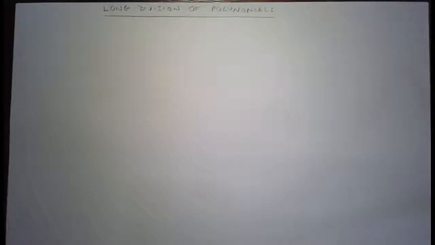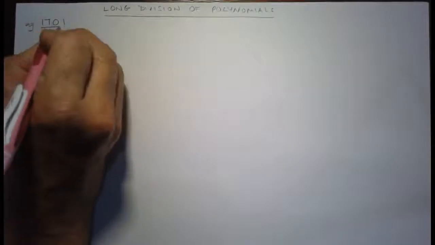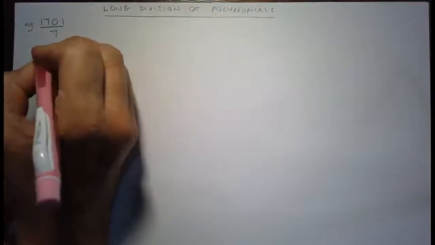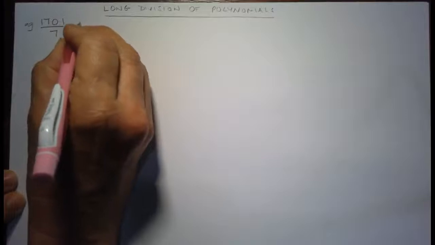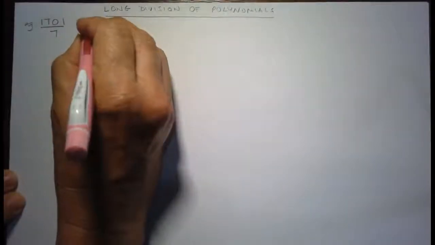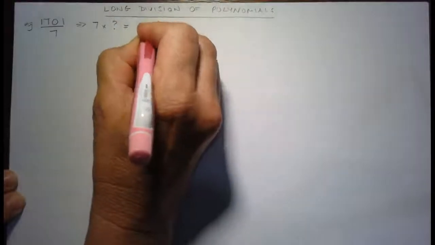Hi, today I'm going to look at how to do long division of polynomials. But before we do that, I'm just going to quickly go over the process of using long division. I'm just going to do that with numbers first of all. Let's say, for example, I've got 1,701 and I want to divide that by 7. I can also think of that as 7 times what value is going to give me 1,701.